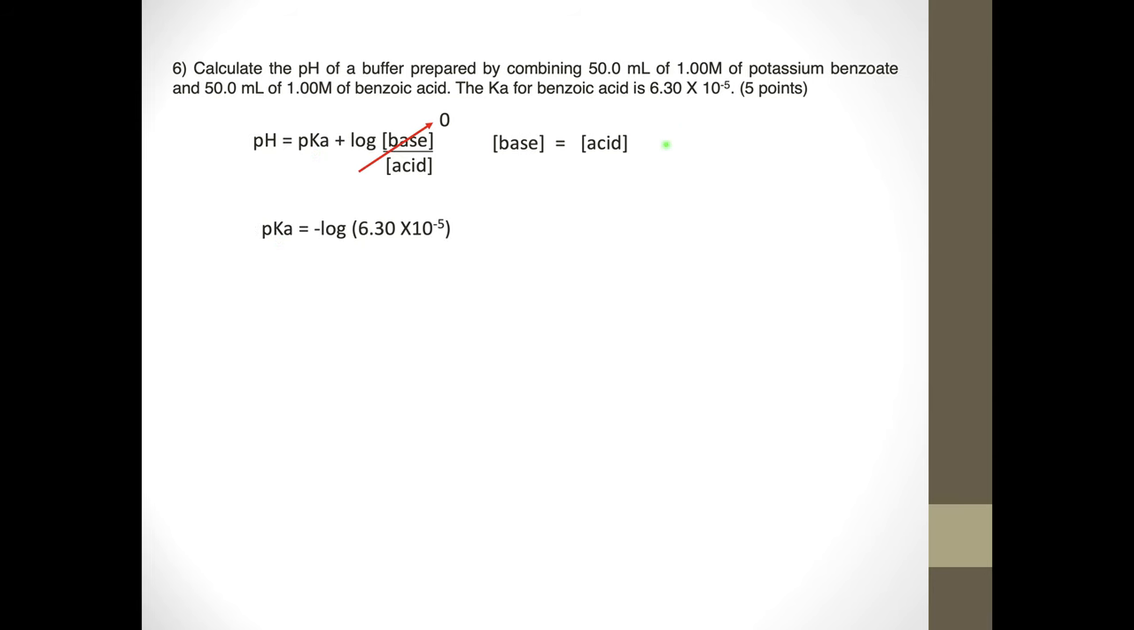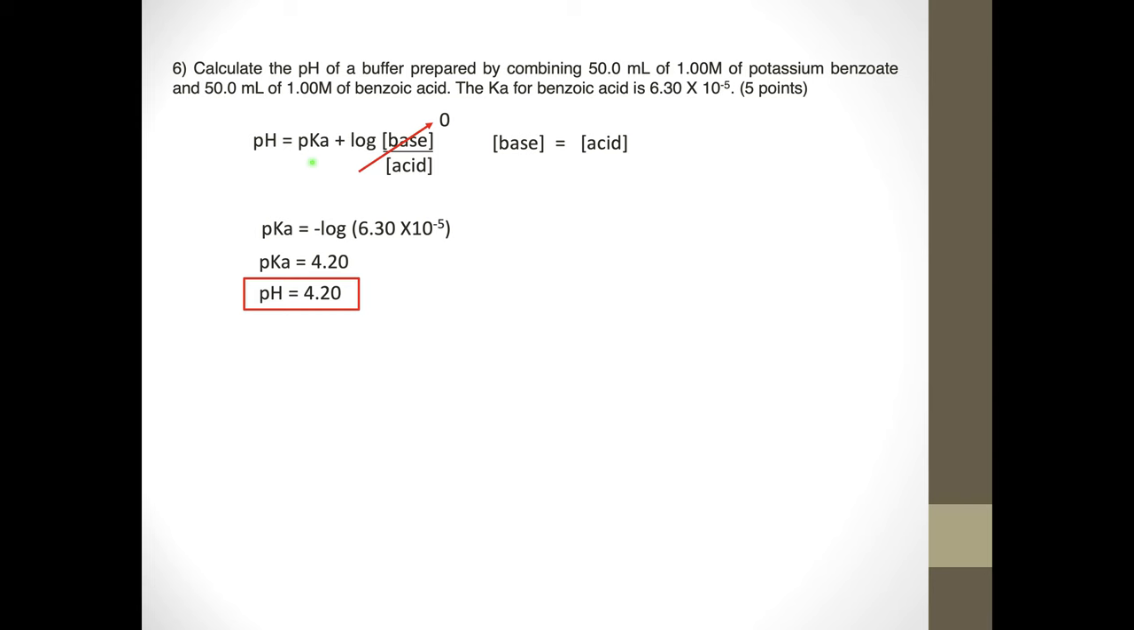So we have the Ka here. The pKa is going to be equal to minus log of 6.30 times 10 to the power of minus 5. So that will be equal to 4.20. And because of this, the pH is going to be equal to the pKa. So this was one way to approach this problem. The pH of the solution is going to be 4.20.